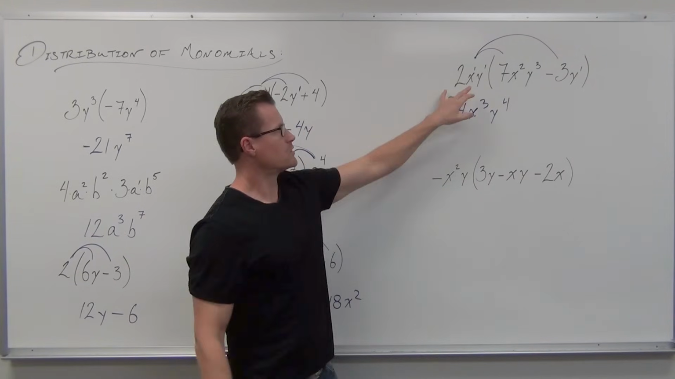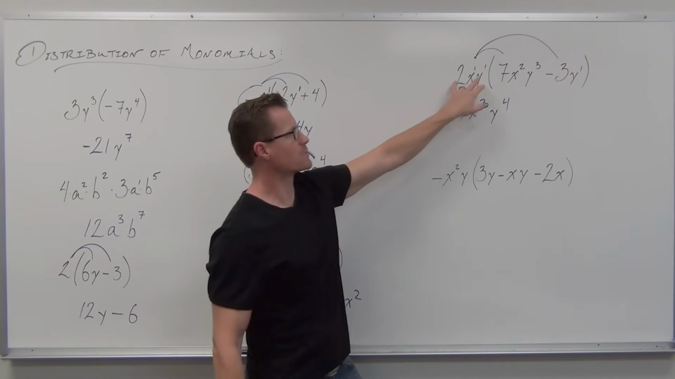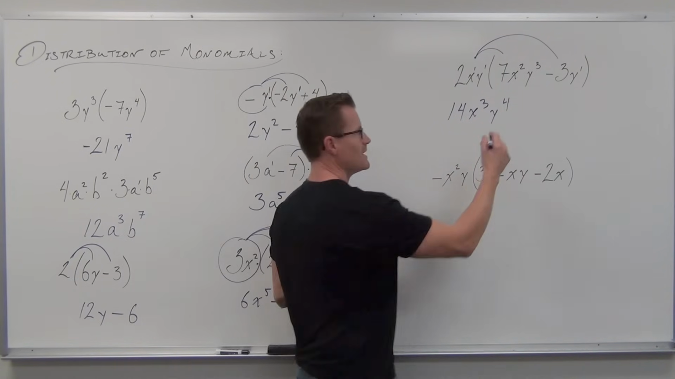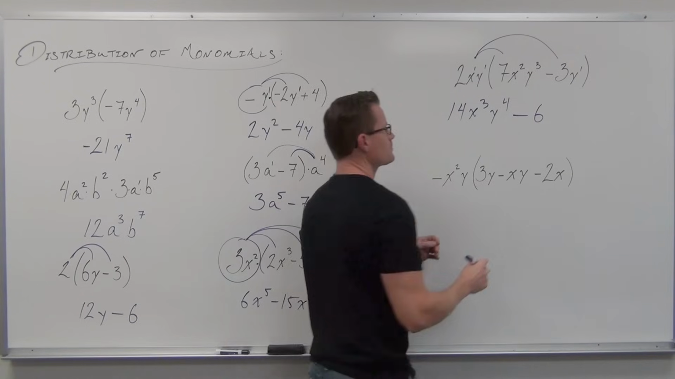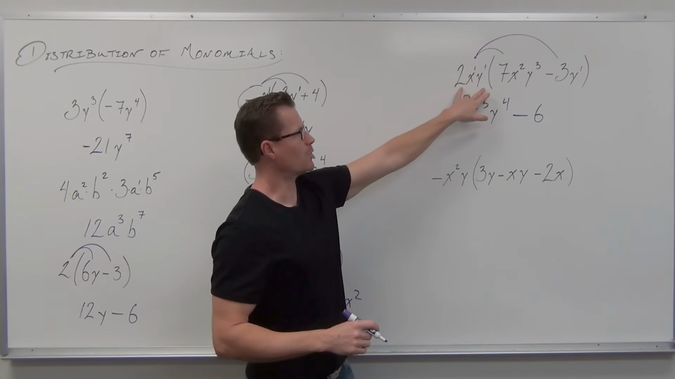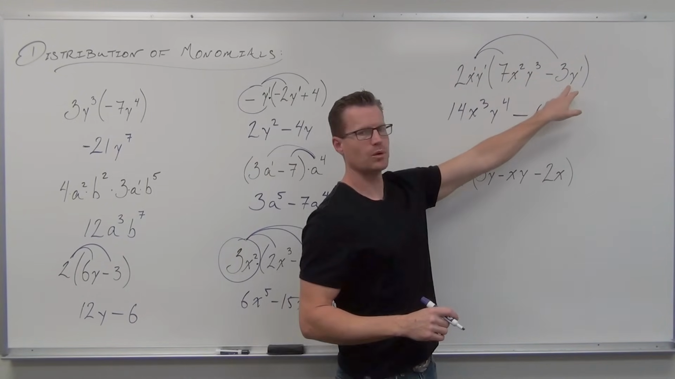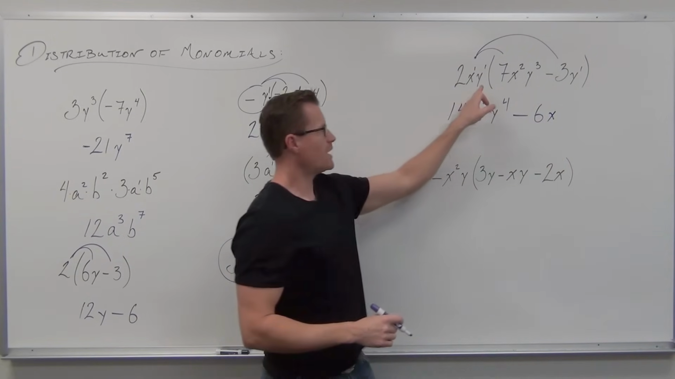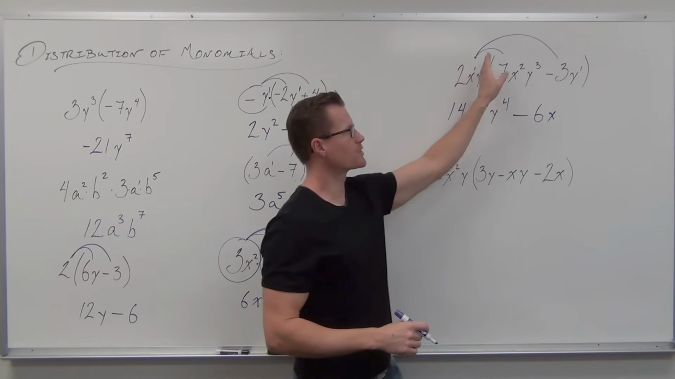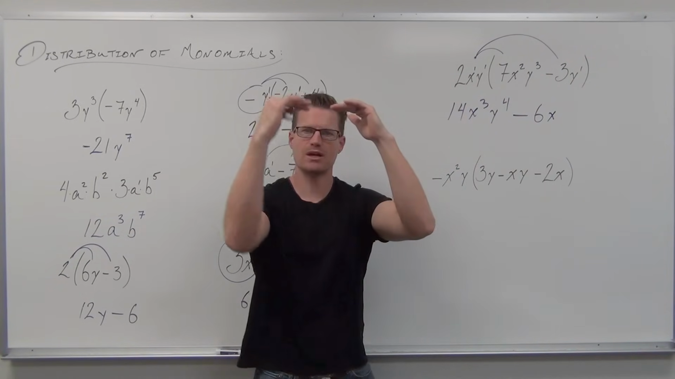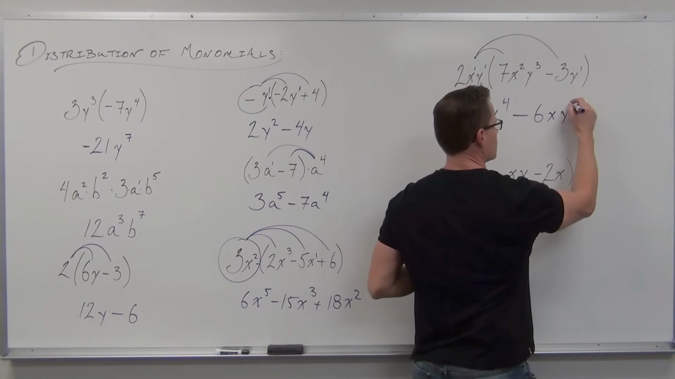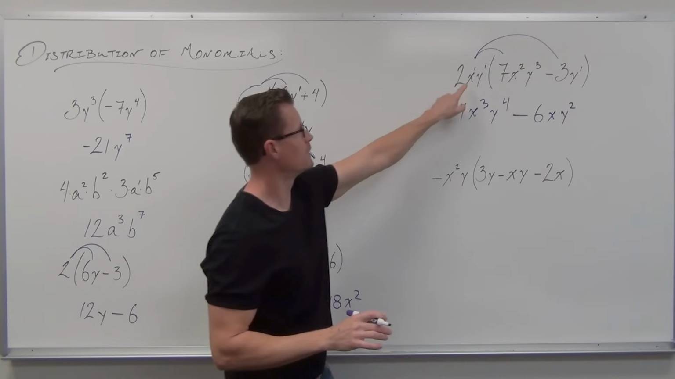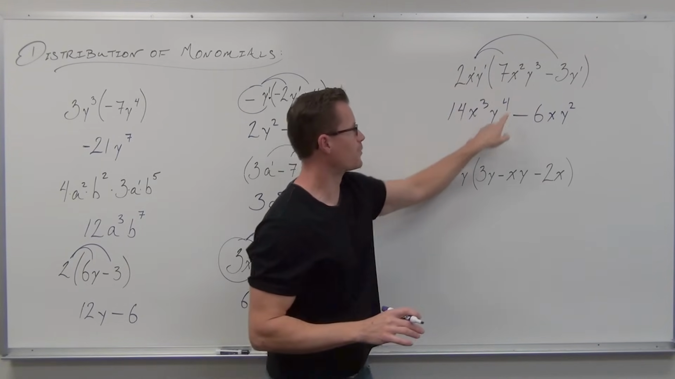Keep on going, 2x to the first, y to the first times negative 3y to the first. Well, numbers times numbers. 2 times negative 3 is negative 6, right? Minus 6. Now with our variables, I don't have any other x's to multiply, so I can't change that x to the first, but I do have a y times a y. Y to the first times y to the first. I'm seeing multiplication, I should be adding. Y to the second. Let's double check. 2 times 7 is 14, that's good. X to the third, y to the fourth, cool.